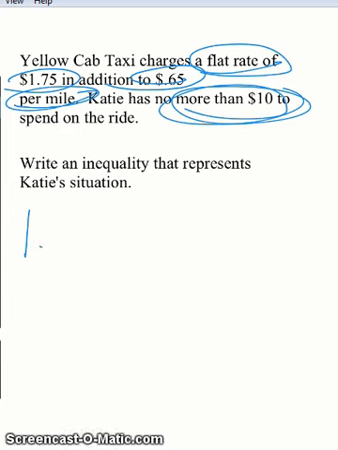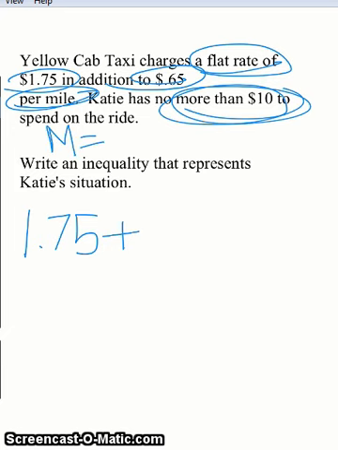We know it's automatically $1.75 plus, oh, wait a minute. We are missing some information. It's 65 cents per mile, and I don't know how many miles she's going. If I don't know that, it will have to be my variable. So we'll identify the variable and define it. M is going to equal the number of miles.